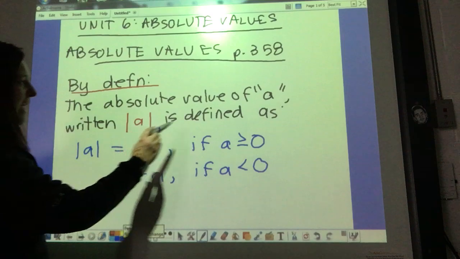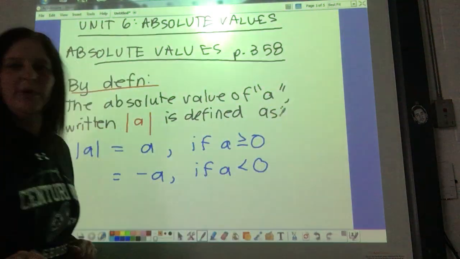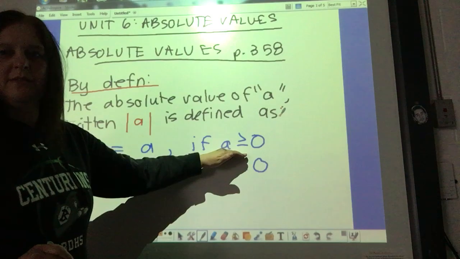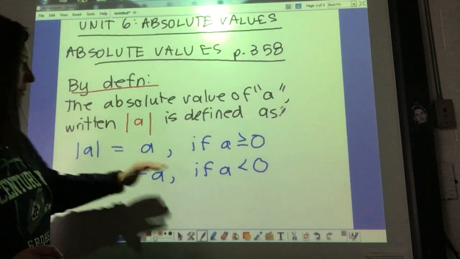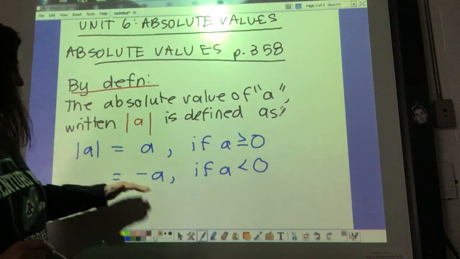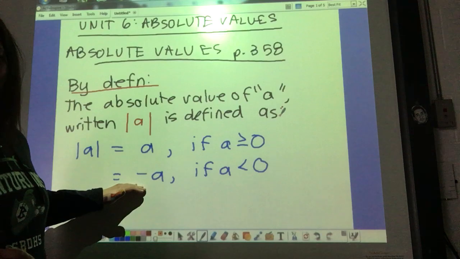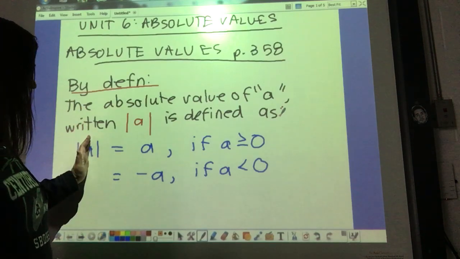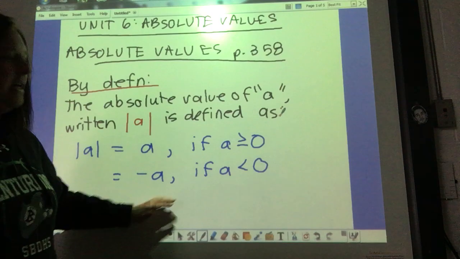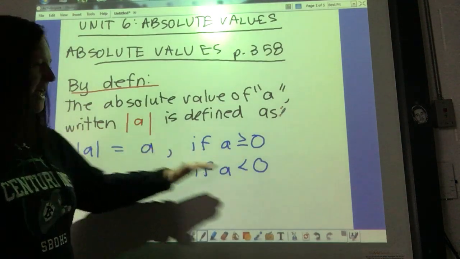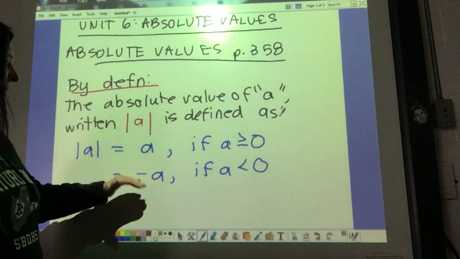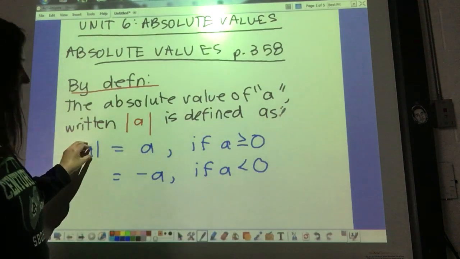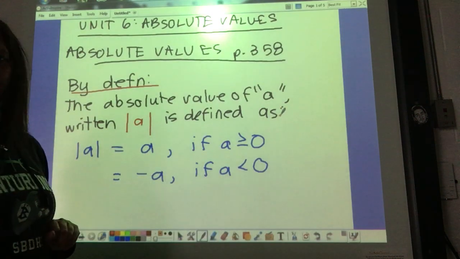So the absolute value of A is defined as, now there's 2 ways to define it, right? If A is already positive, then it stays positive. But if A was negative, we make it negative. So that doesn't make sense, does it? Well, it sure does. Basically, that's a fancy way of saying the absolute value of a number is always positive. If it was positive, it stays positive. If it was negative, you make it negative, but a negative brings it back to positive. So that just says the absolute value of a number is always positive.